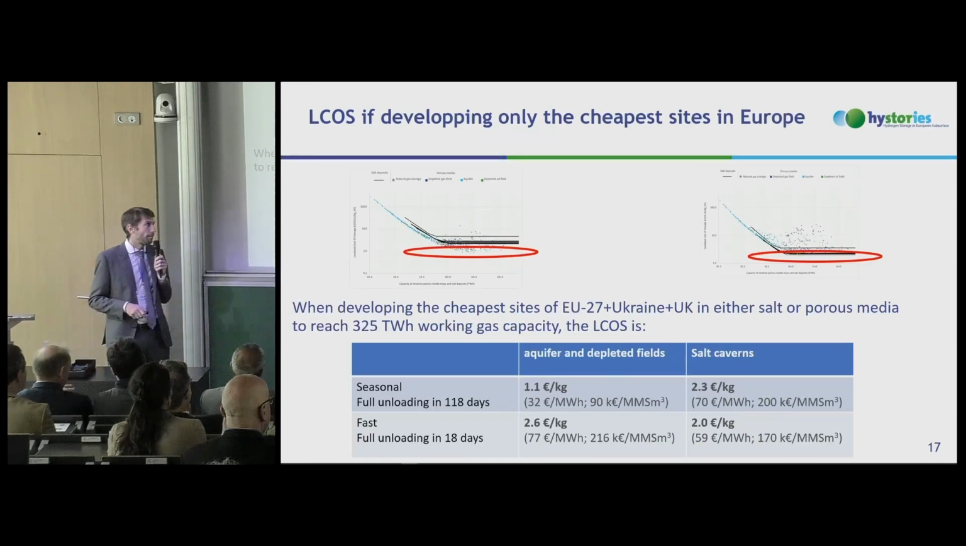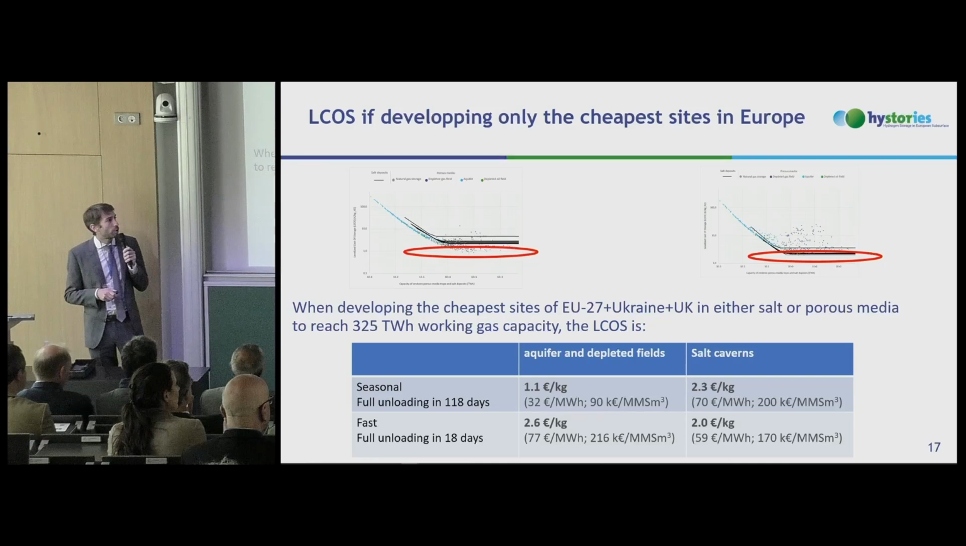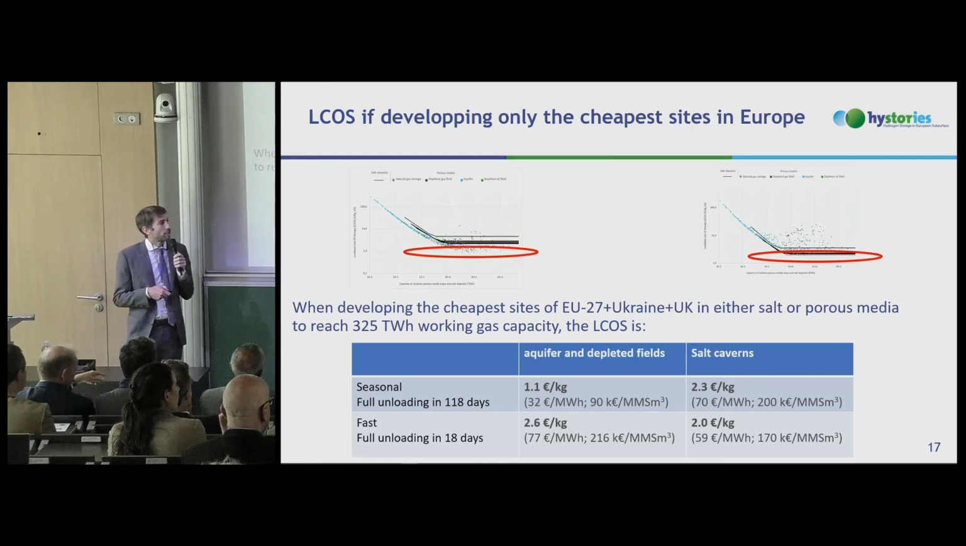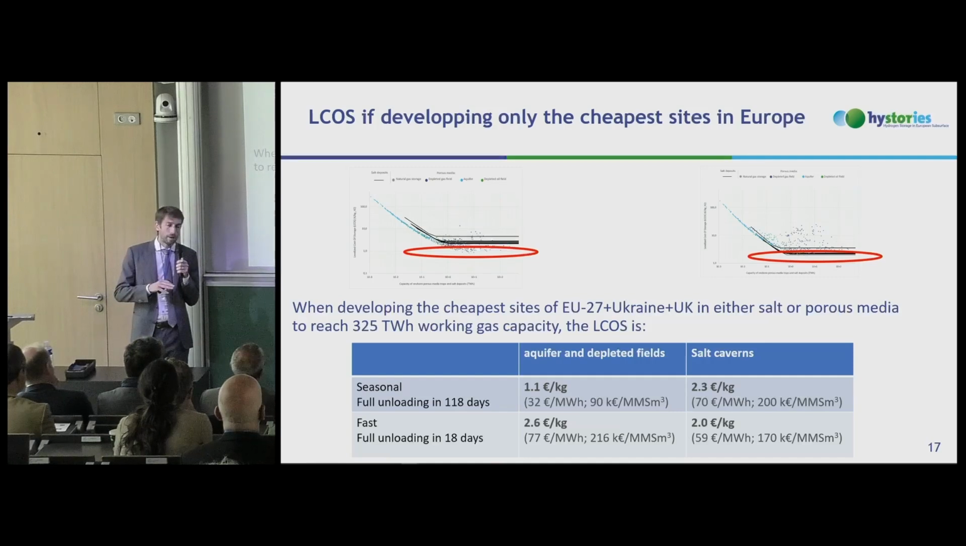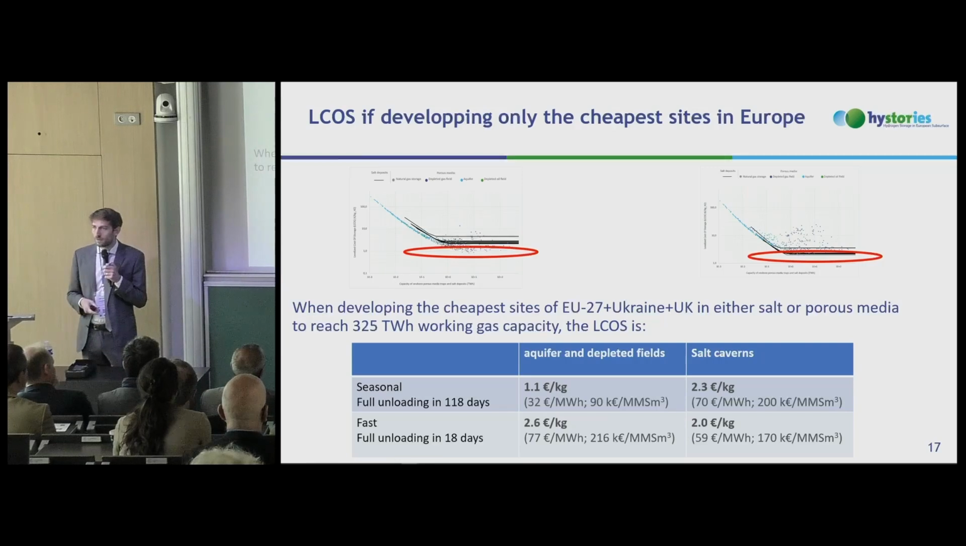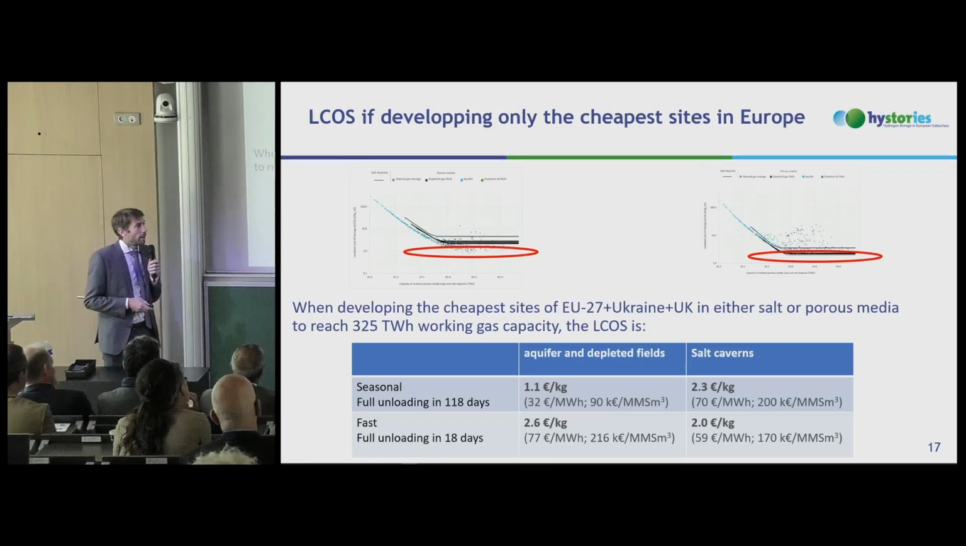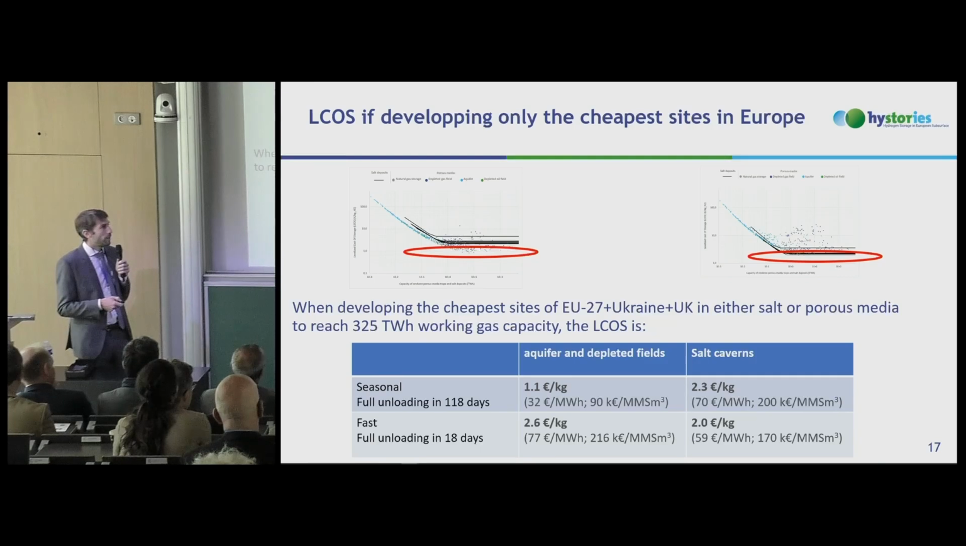So then we looked at what would be the cost of developing the cheapest of these sites, either in salt or in porous media, until we reach the maximum capacity or demand found by the energy modeling work in any of the scenarios. So it was 325 terawatt hours. And so if we develop the sites until we reach this capacity, we find these values.